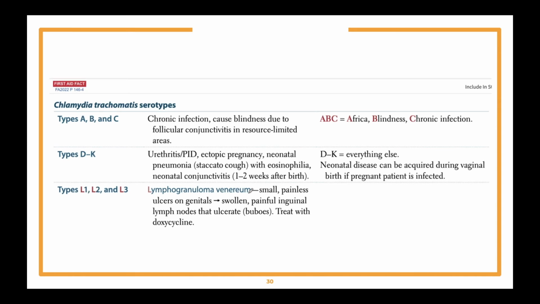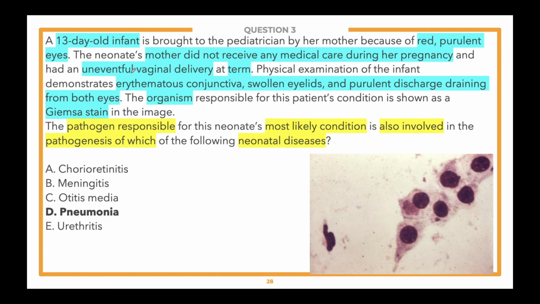Now, if we look at the second row, types D to K can cause neonatal conjunctivitis 1 to 2 weeks after birth. And remember, our infant was 13 days old, so a little less than 2 weeks. You can see this can also cause neonatal pneumonia, like you guys picked up on. That's why it's important. If we go back to the other answer choices in the original vignette, answer choice D, pneumonia, is the best answer there. So this serotype of Chlamydia trachomatis infection can also cause pneumonia.